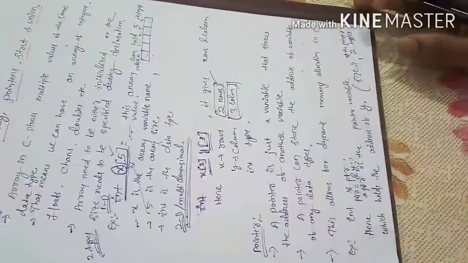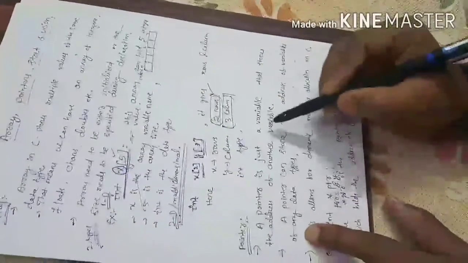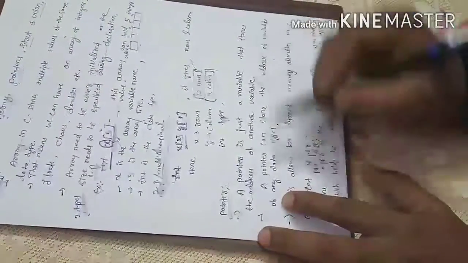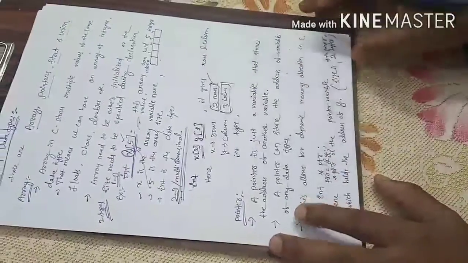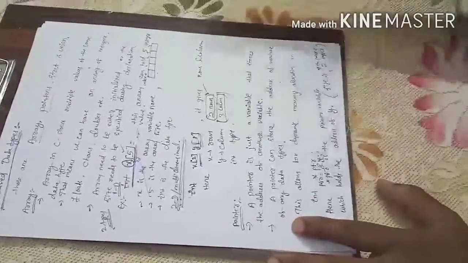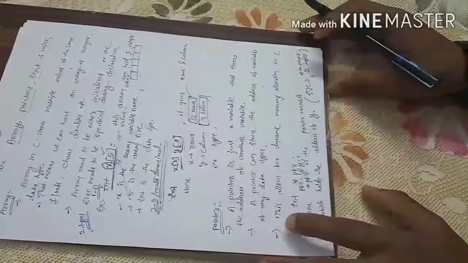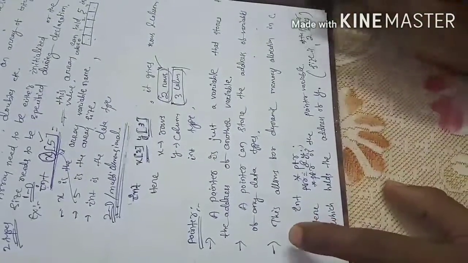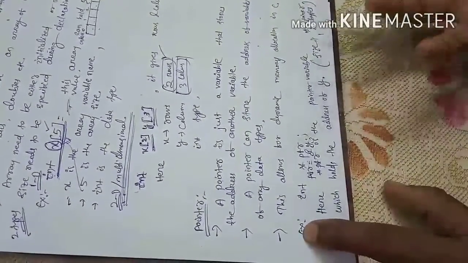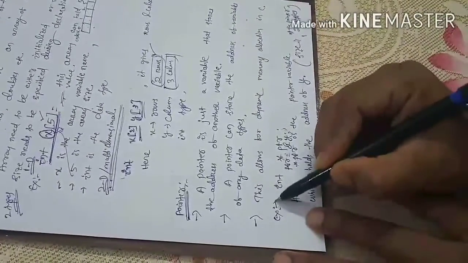Now what is a pointer? A pointer is just a variable that stores the address of another variable. A pointer can store the address of a variable of any data type. So we can use any data type to write a pointer. This allows for dynamic memory allocation in C programming. That means during execution of the program, when the memory will be allocated, at that time we are using a pointer.